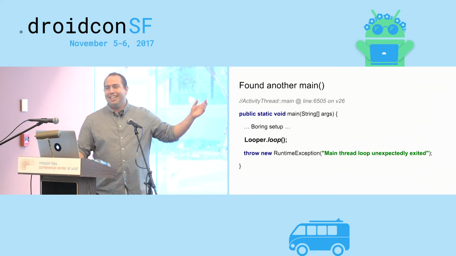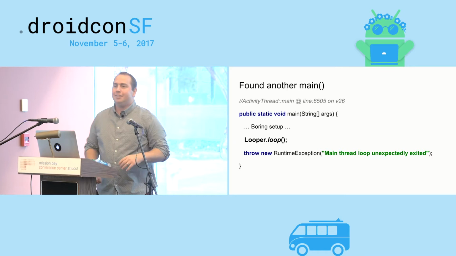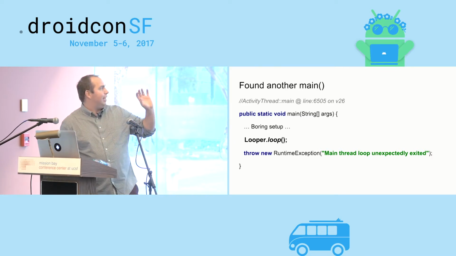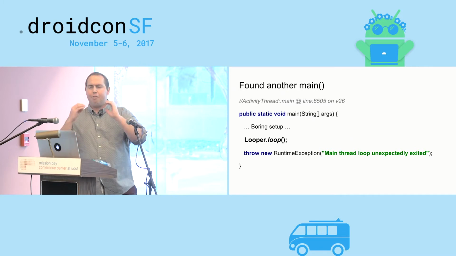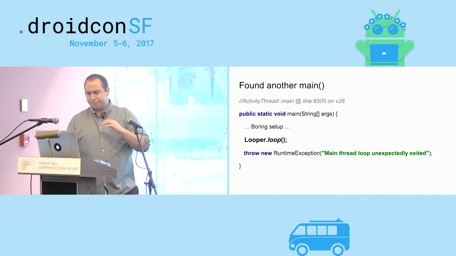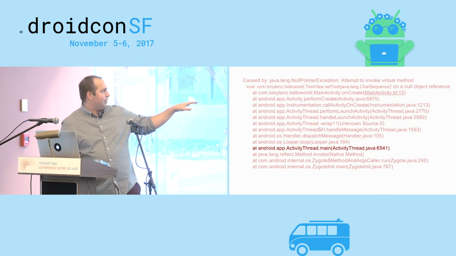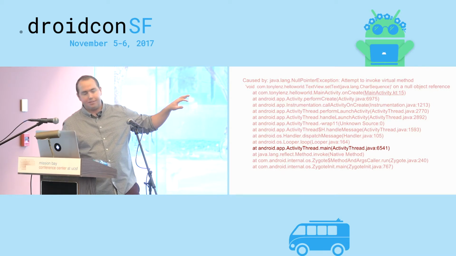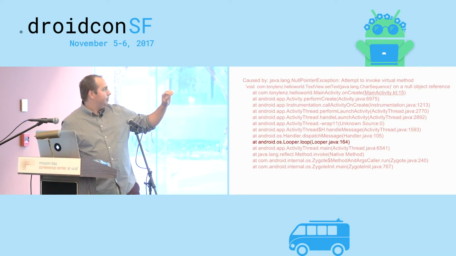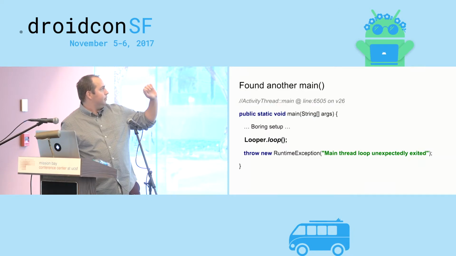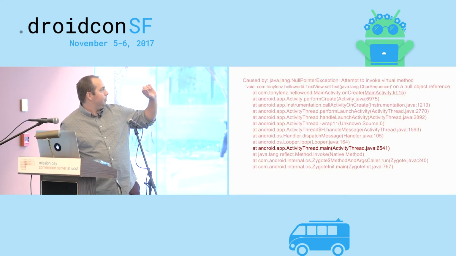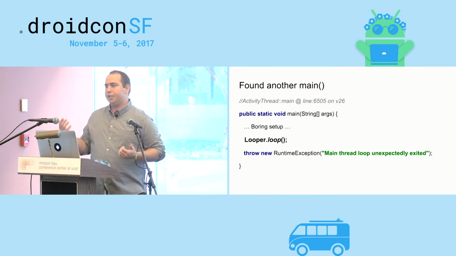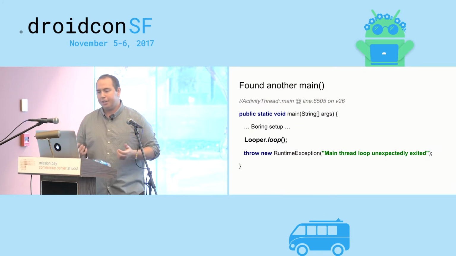I found another main. It's another public static void main, but this isn't actually the entry of your process. They just did that as a kind of a marker. Before this, it was all zygote stuff, and it was just doing system level things. Activity thread is like the start of your application, really. That's like the main of your application.